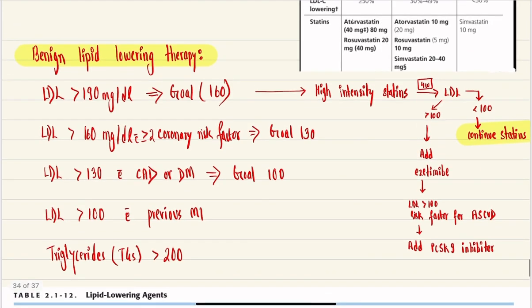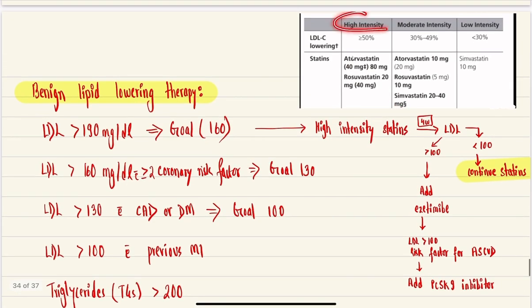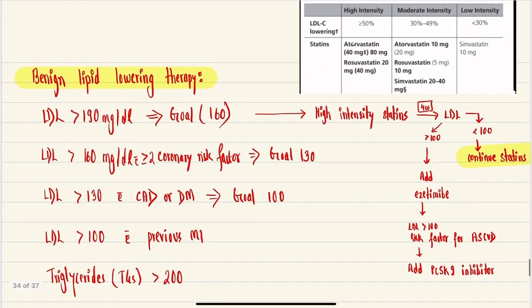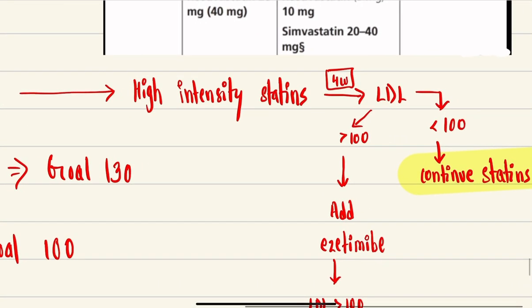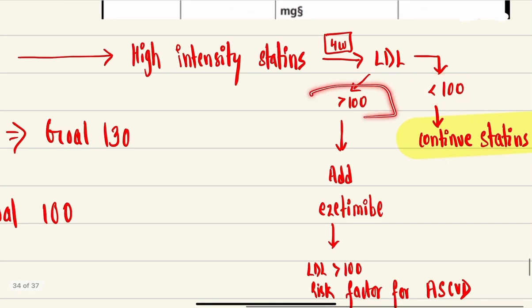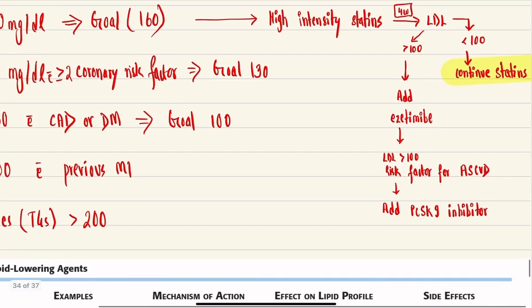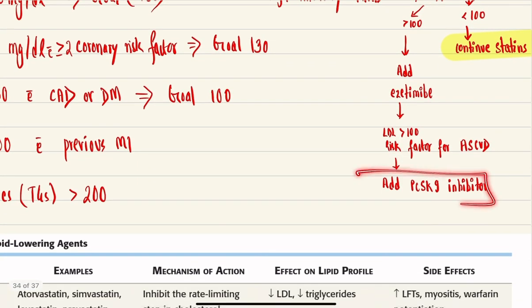If the level of LDL is more than 190, then the first goal should be to reduce it to 160. It can be done by high intensity statins like atorvastatin and rosuvastatin, and we repeat it after 4 weeks. If the LDL is less than 100, then we continue. But if it is still more than 100, then we add ezetimibe, and again we repeat the test. If it is still high, then we can add a PCSK9 inhibitor.